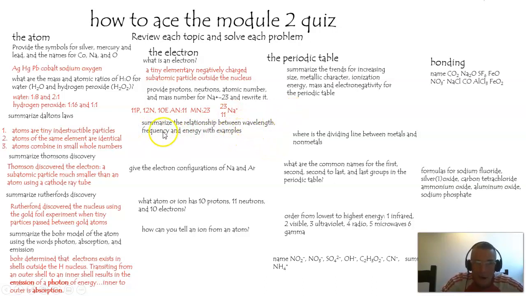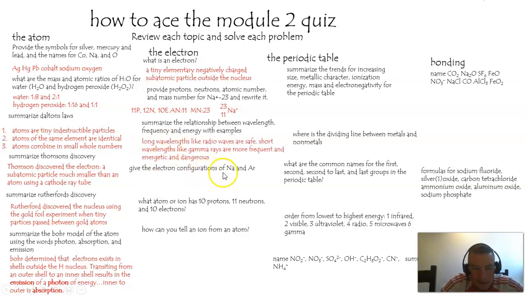Therefore, frequency and energy are proportional, but wavelength is inversely proportional to either one of those. As one goes up, the other goes down. An example would be a radio wave. It has a very long wavelength and therefore it's very safe, very low energy, very low frequency.